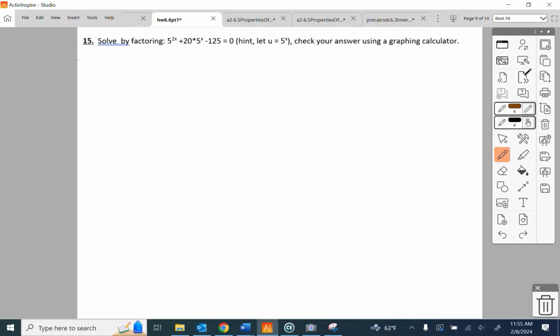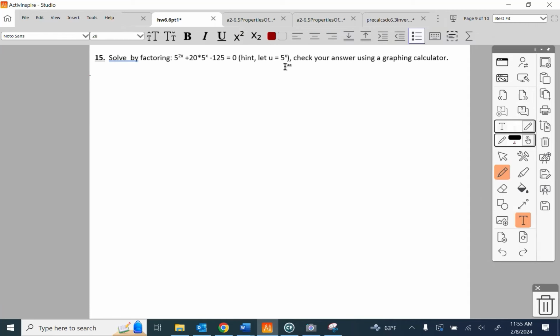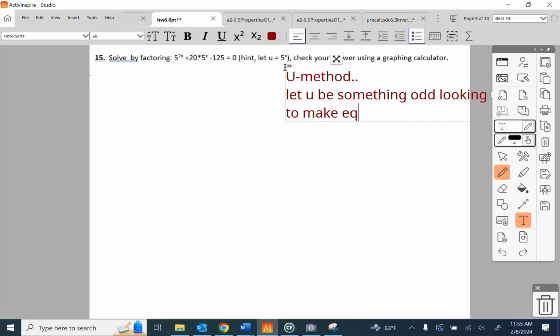Number 15 is, since we're dealing with exponential equations, you may as well learn how to solve something like this. I have a hint there. It's called let u be 5 to the x. This is actually known as the u method. Why it's the letter u, couldn't tell you. You let u be something funny or odd looking to make the equation look better.